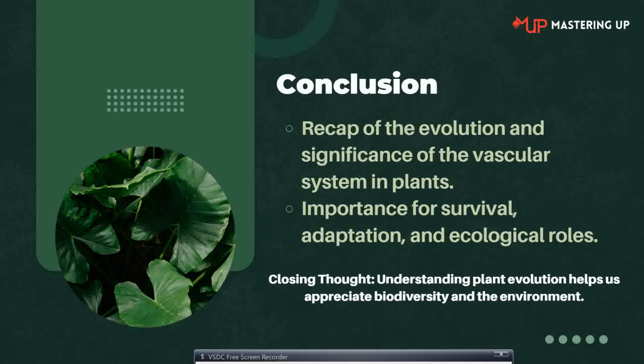Now coming to the conclusion, we looked at the plant kingdom, and we have a recap of the evolution and significance of the vascular system in plants, and how important they are for survival, adaptation and ecological roles. Understanding plant evolution helps us appreciate biodiversity and the environment. Just look at the plant you have kept on your table or somewhere.